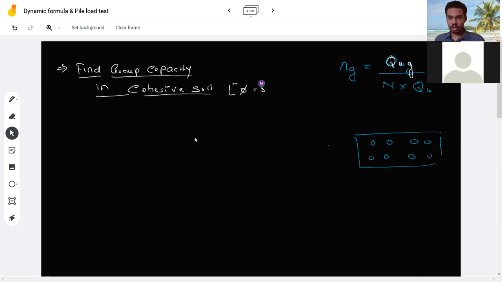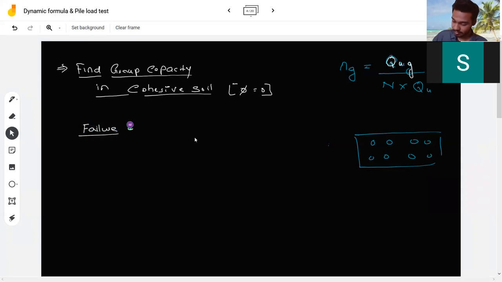Okay. Now, before moving into this topic, let us understand actually there are two types of failure that can happen in a pile group. दो टाइप के फेलियर हो सकते हैं एक पाइल ग्रुप के अंदर. Which are they? Let's start.